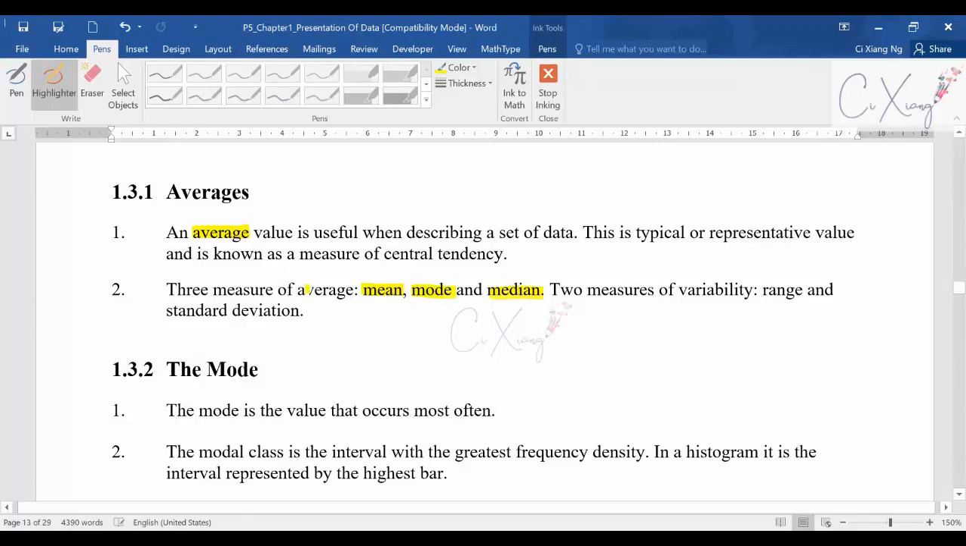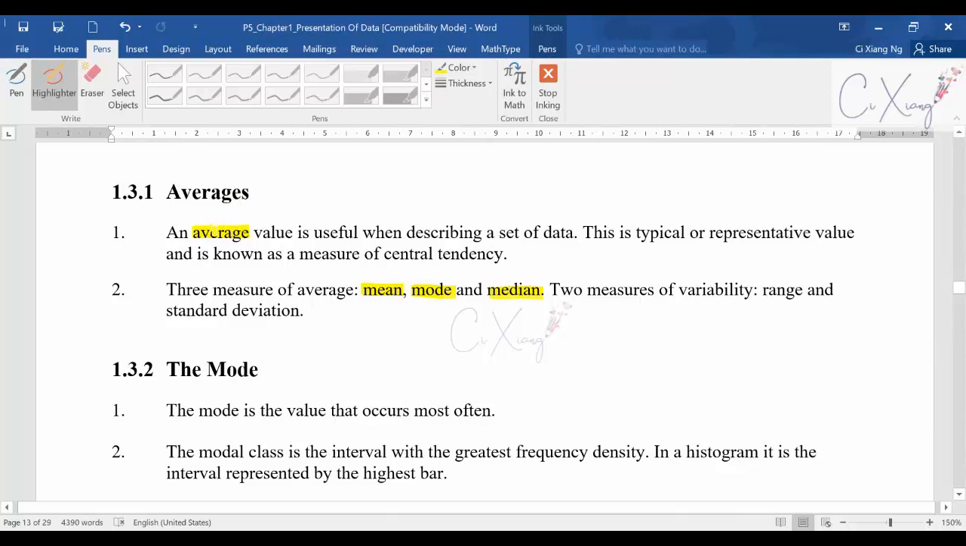So average doesn't mean the mean. In general, last time when we learned, the general term for average means mean. But when you learn statistics now, you should know that actually average can come from any of these three. It can be the mean, the mode, or the median. So when we want to describe a data, then we usually will use average.